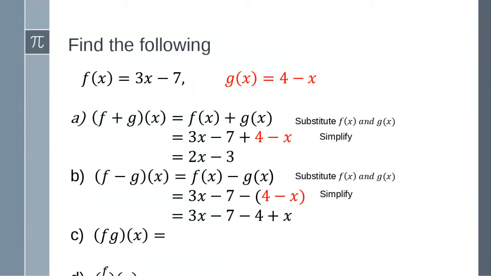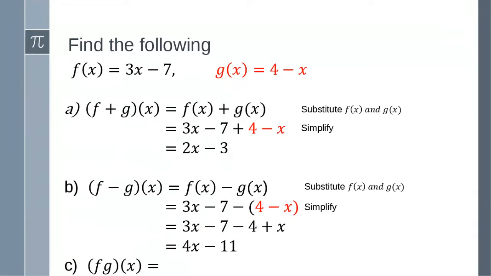I have a term that has an x, I have a single term that has an x, I have a constant, and I have another constant. So when I add these constants together, okay, the 3x plus x gives me 4x. The minus 7 with a minus 4 gives me a -11. Okay, and these are my answers.